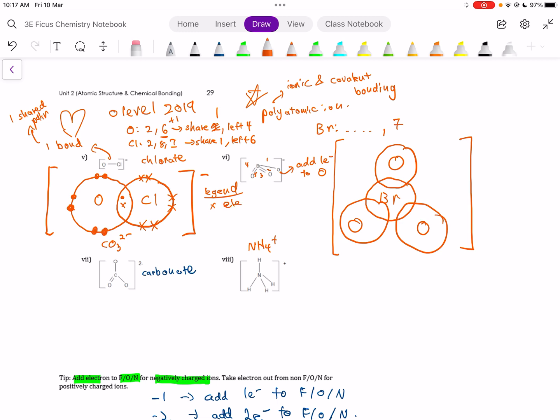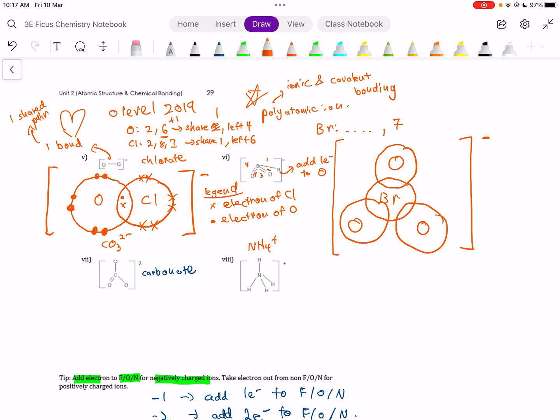So this one is electrons of chlorine. Dot is electrons of O. Okay. Right, okay. Then let's look at the bromide.